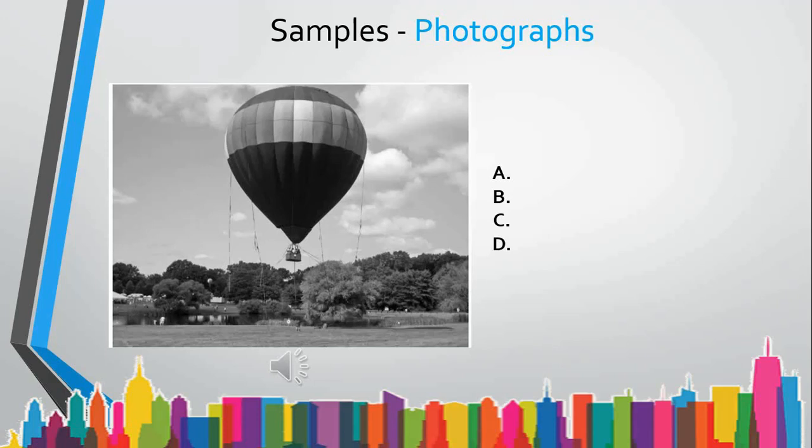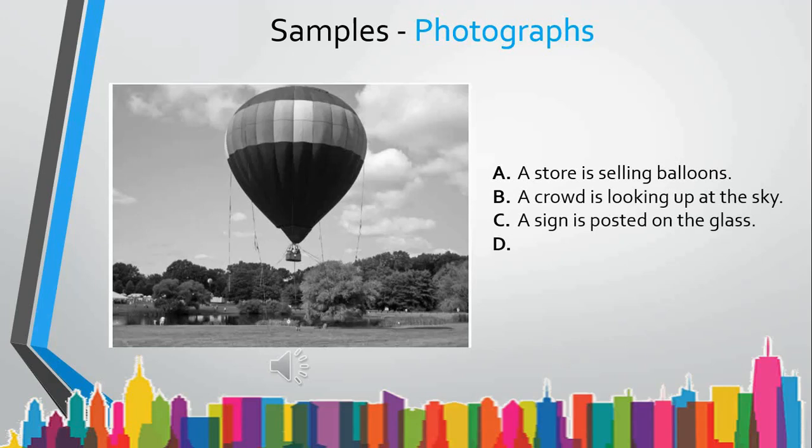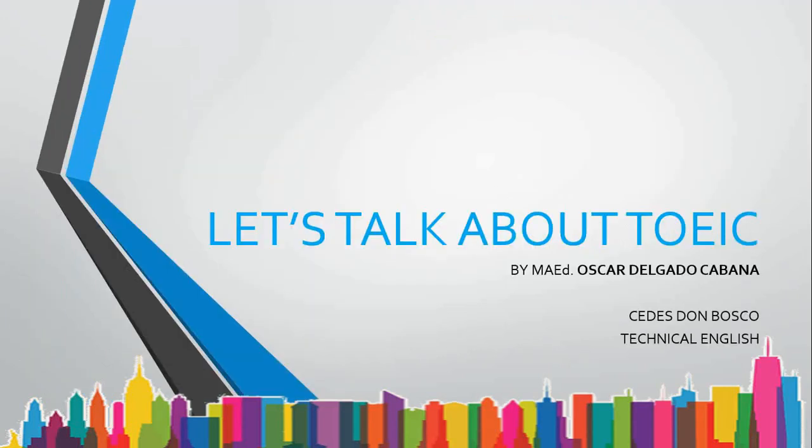All right, now it's time for checking your answers. Letter A is a store is selling balloons. B. A crowd is looking up at the sky. C. A sign is posted on the glass. And D. A balloon is up in the air. Clearly, D is the right answer. Well, now it's your time for taking the quiz for this part.